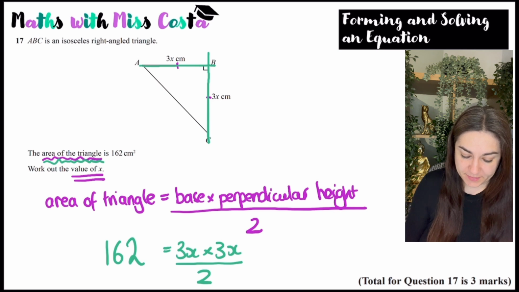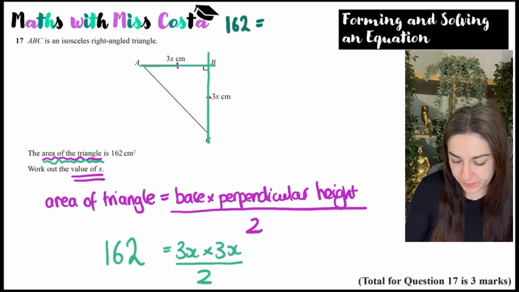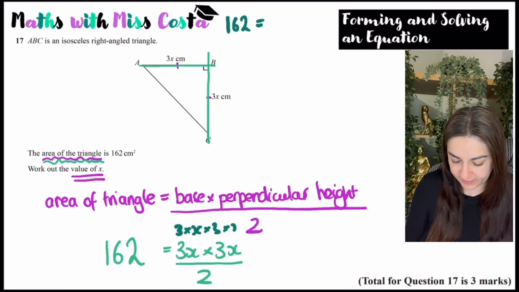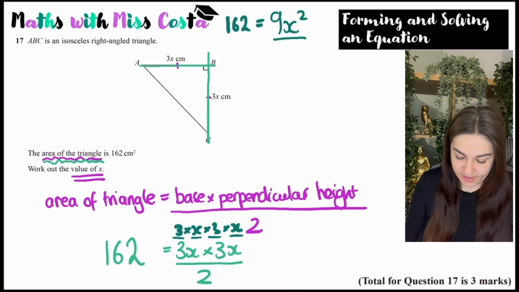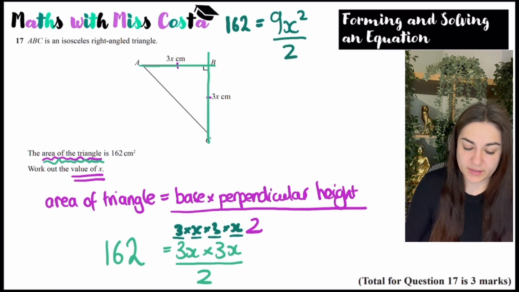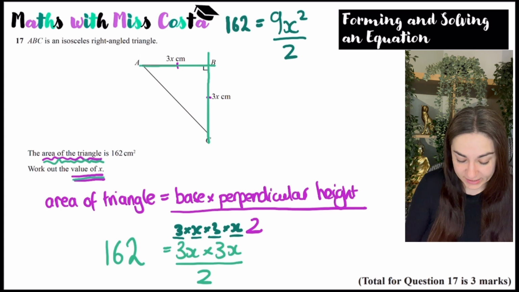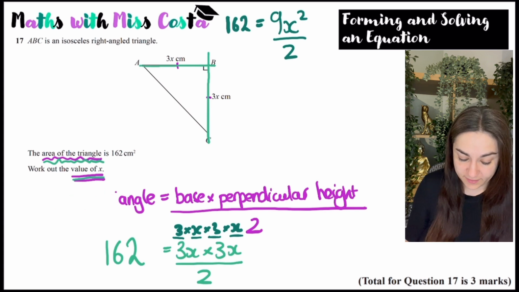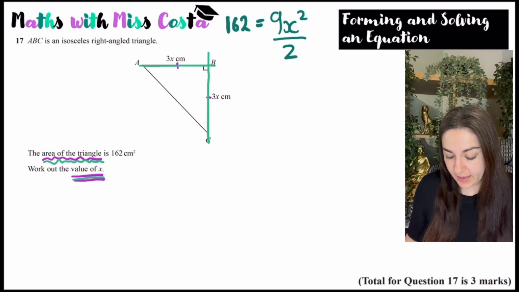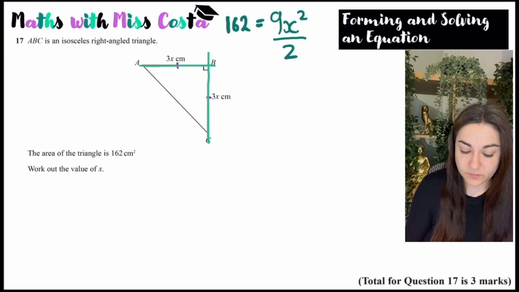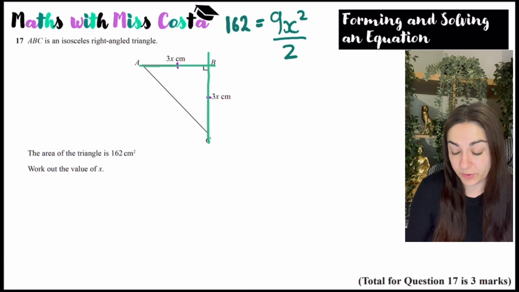So now it's up to me to simplify that. So 3x times by 3x, that's the same as saying 3 times x times 3 times x. 3 times 3 is 9, and x times x is x squared. And then that's being divided by 2. So I want to rearrange this because I want to find the value of x. So to rearrange an equation, I essentially move everything from one side of the equation to the other by doing the inverse function. So you can use a function machine to help you decide what you need to do first.